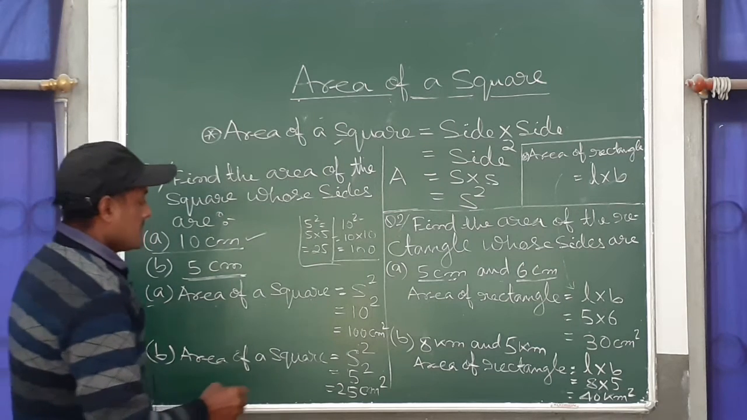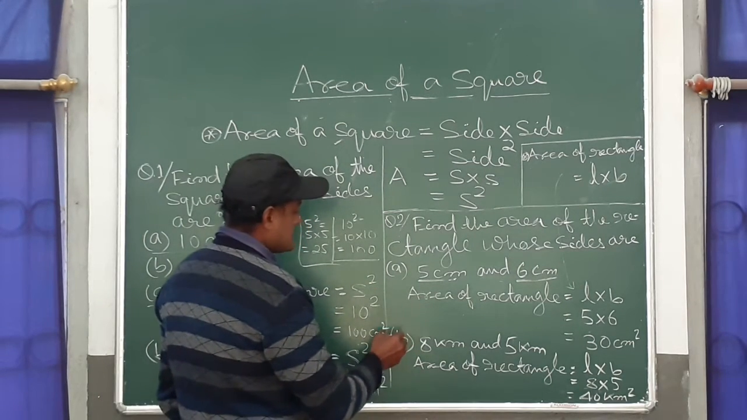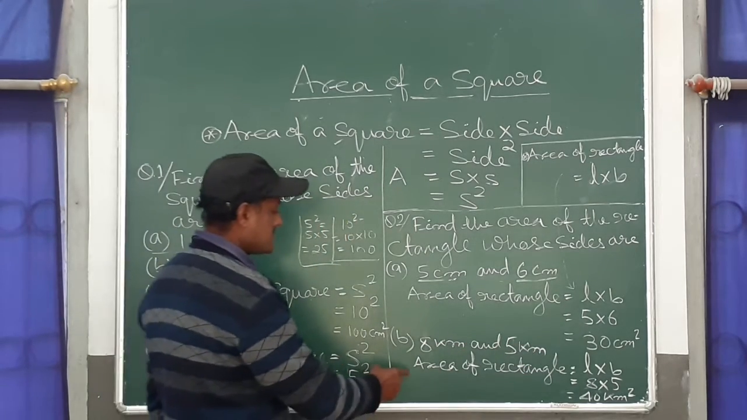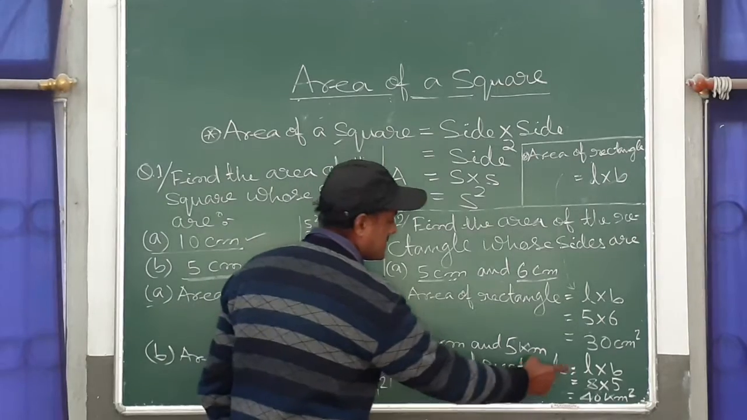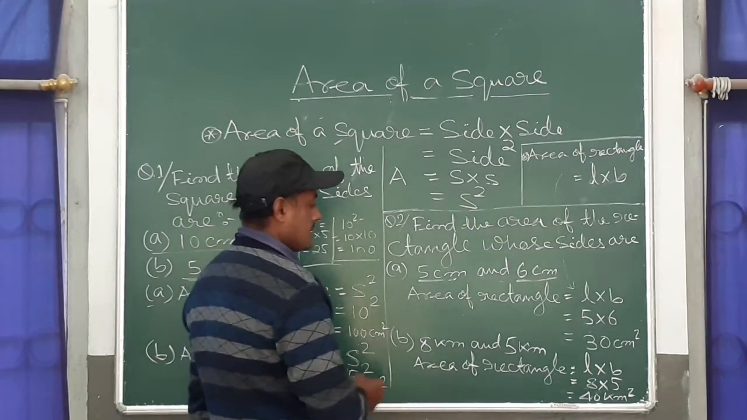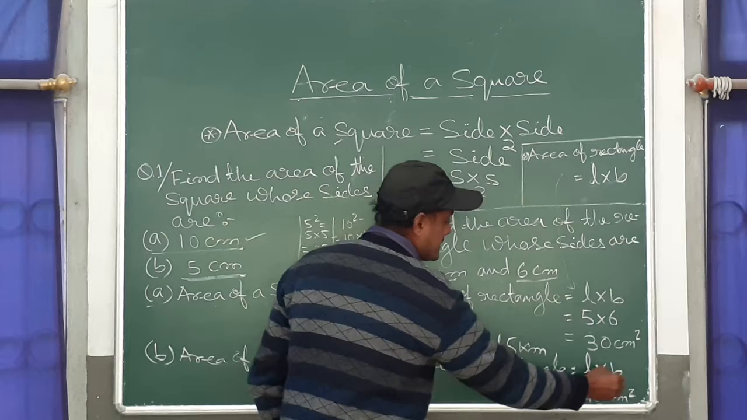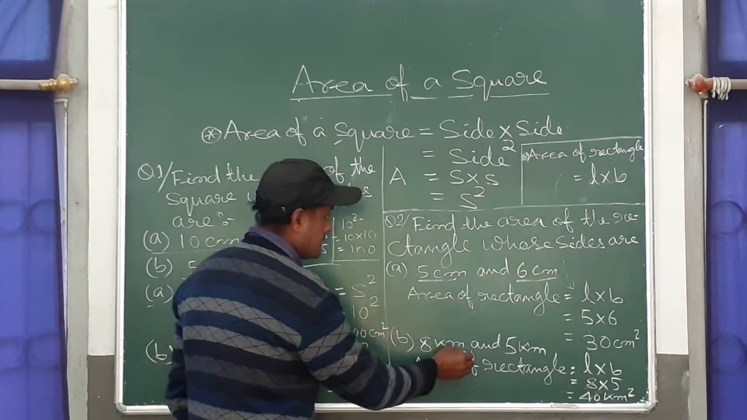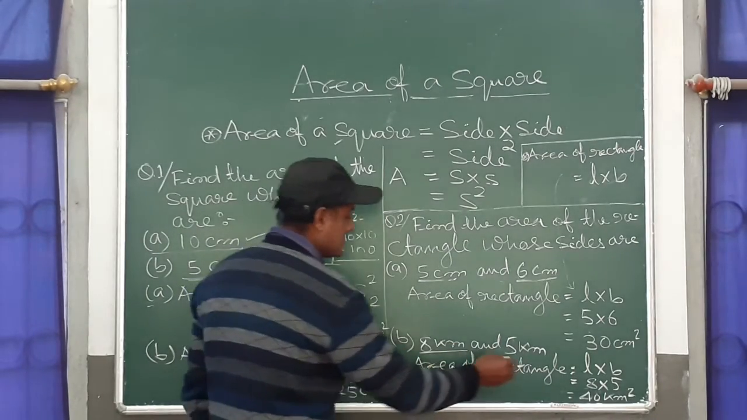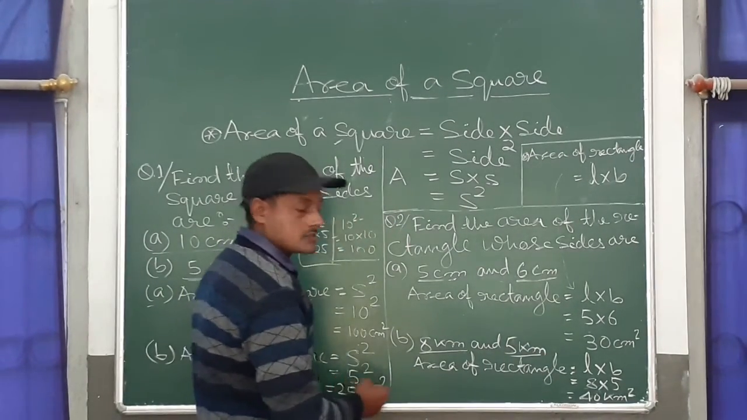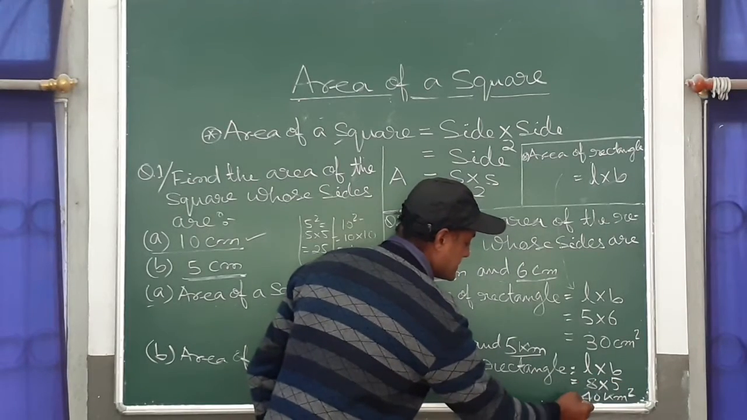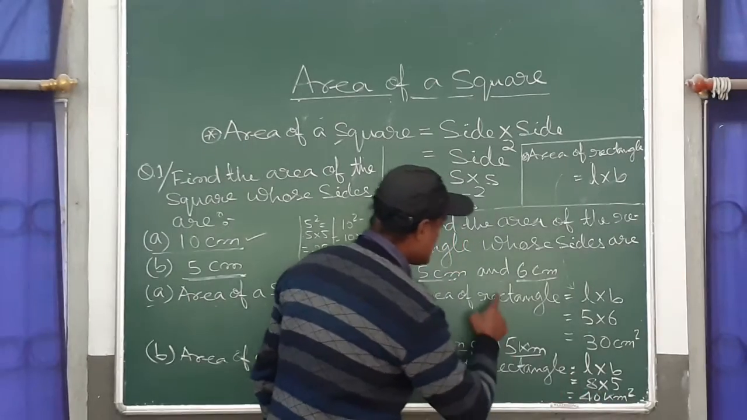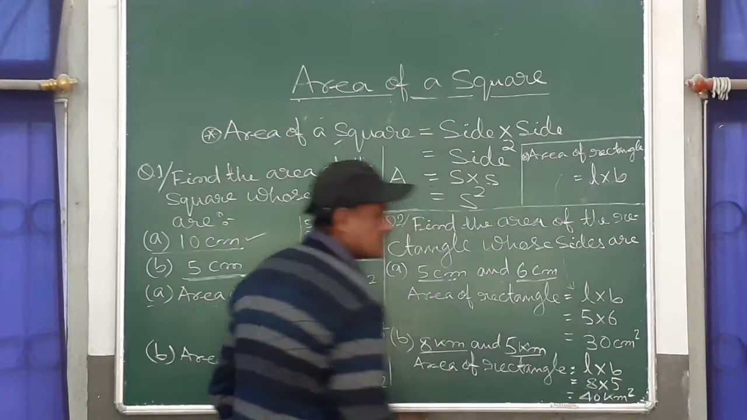Okay. See another question, one more question is there, that is 8 kilometer and 5 kilometer. So again we will write the formula, area of rectangle is equal to L into B, length into breadth. The length is 8 kilometer, what is the breadth? 5 kilometer. So 8 into 5, 8 5s are 40, and the unit is kilometer, so kilometer square.